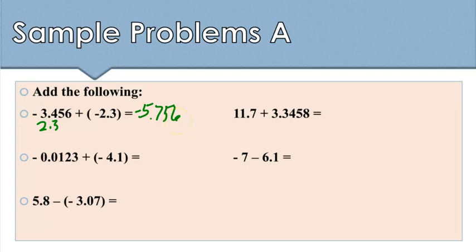Next, the signs are both positive, so I'm going to put 11.7 above here. And when I do that, I now have 7 plus 3 is 10. So I carry a 1 here. So that's going to be 15.0458.